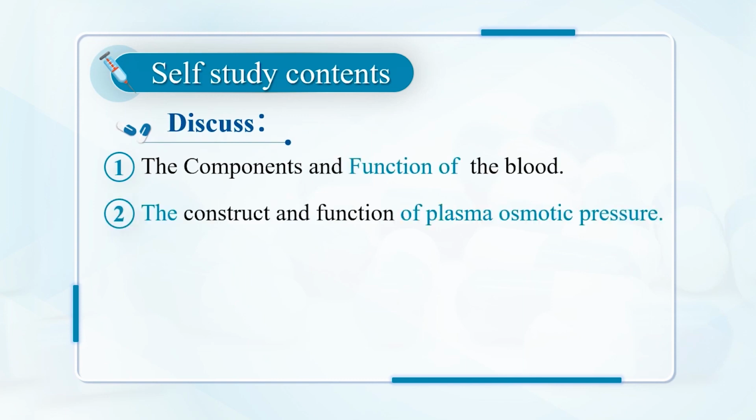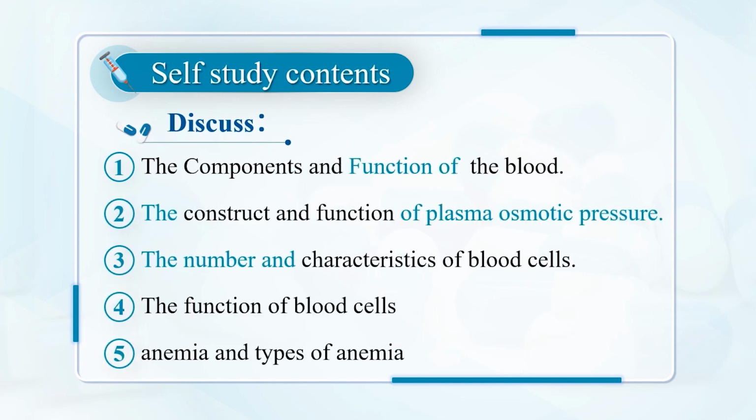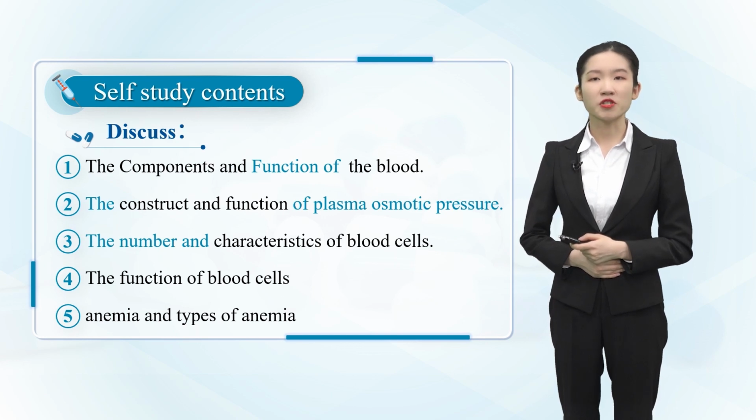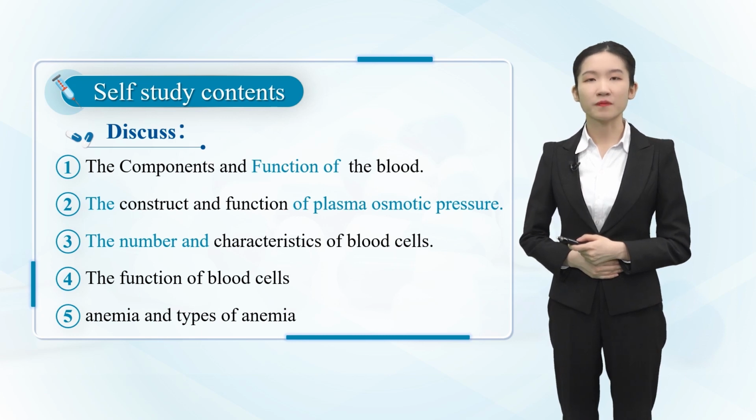Secondly, please discuss the following questions: the components and function of the blood, the construct and function of plasma osmotic pressure, the number and characteristics of blood cells, the function of blood cells, anemia and types of anemia.